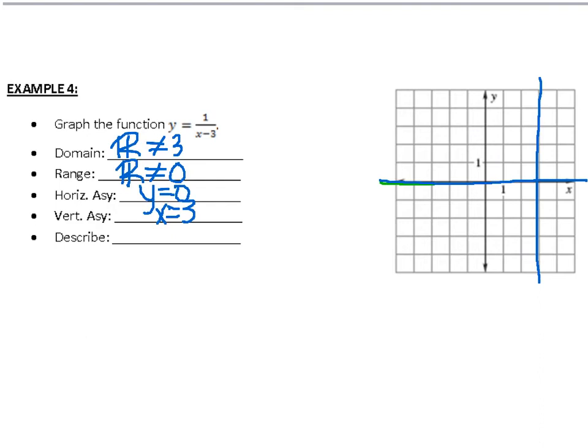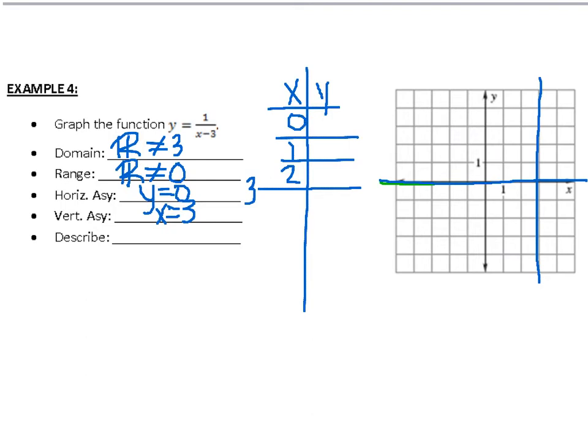So let's make a table, just like we've been doing. And just like I've been doing, I'm going to think, okay, my middle has to be here at 3. So I'm going to use 2, 1, and 0. And on the other side, I'm going to use 4, 5, and 6. And I've already plugged these into my calculator.